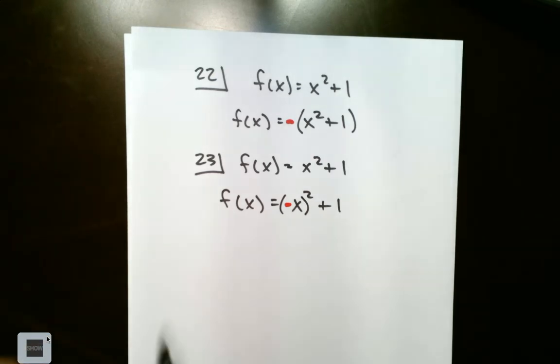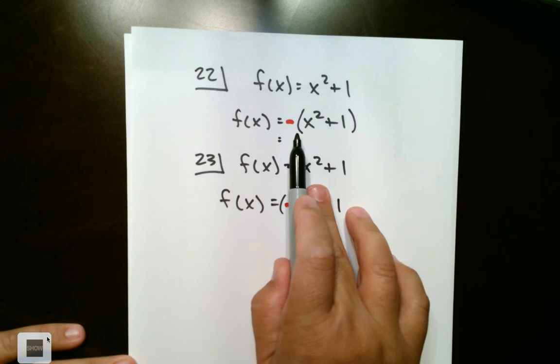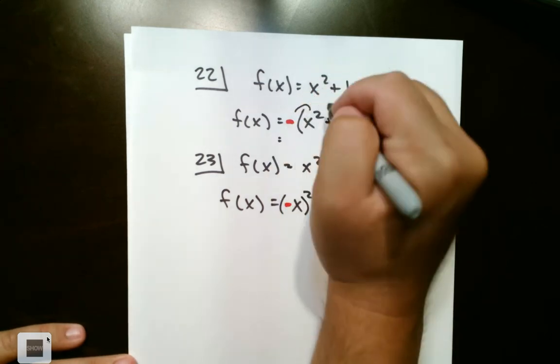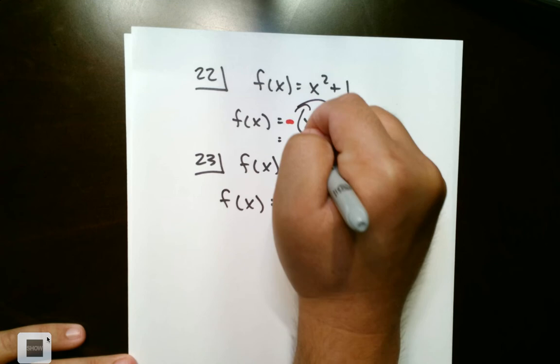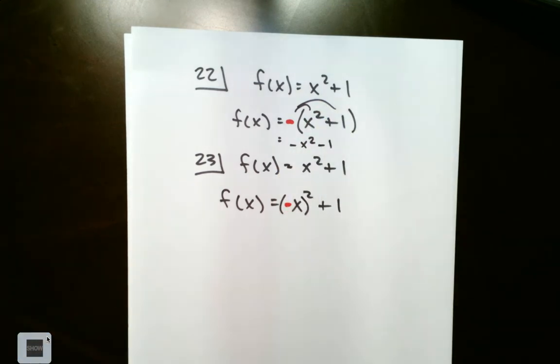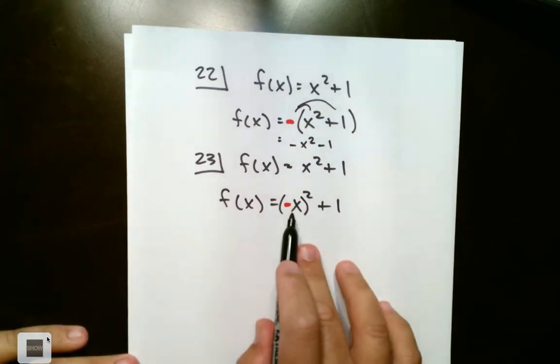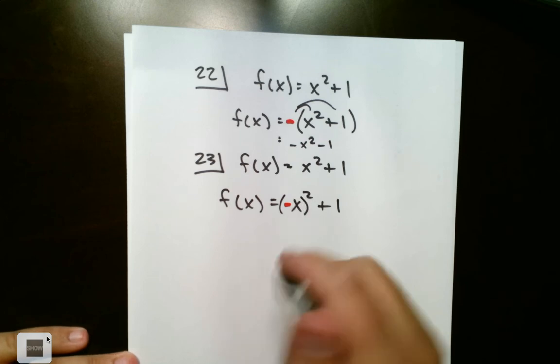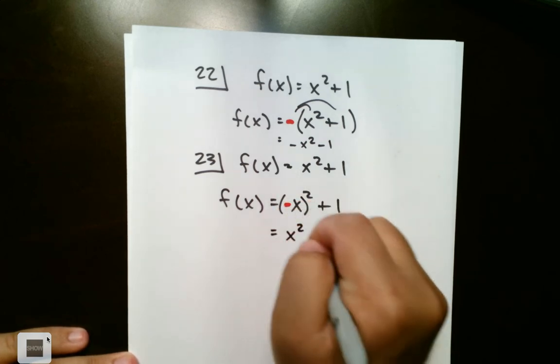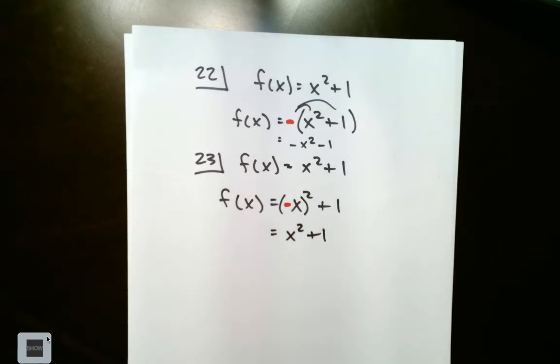Sure, if you wanted to, you could simplify this. I wouldn't even call it simplifying. I would leave my answer just like that. But if you want to, you could distribute this negative, and you could write negative x squared minus 1. Same thing, doesn't make a difference. If you wanted to simplify this, you could do negative x squared, which is just basically still x squared. Either way is totally fine with me, but just know that you can simplify that. 24, graph each function as a vertical stretch or compression of its parent function.